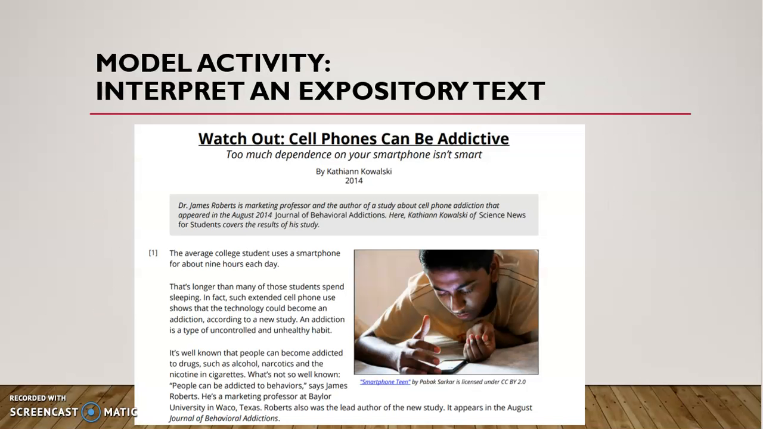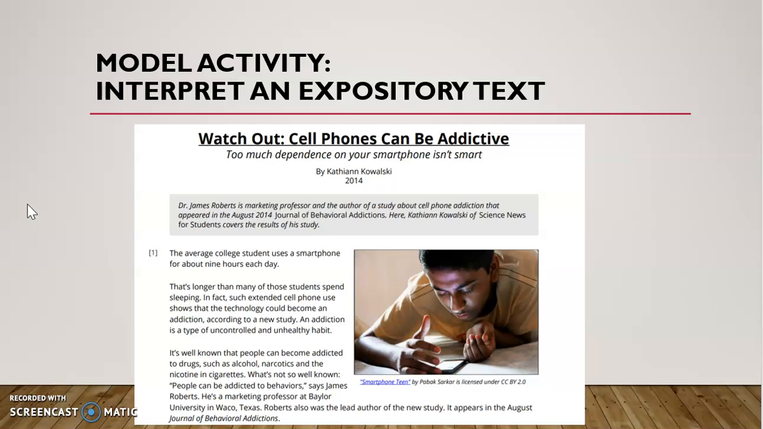So here, as a model, you have a text. For example, the text that I chose is "Watch out, cell phones can be addictive." This is an article that talks about how too much dependence on a smartphone isn't smart. And you'll notice in gray it says that Dr. James Roberts, a marketing professor and author of a study about cell phone addiction that appeared in the August 2014 Journal of Behavioral Addictions, is the author of this.